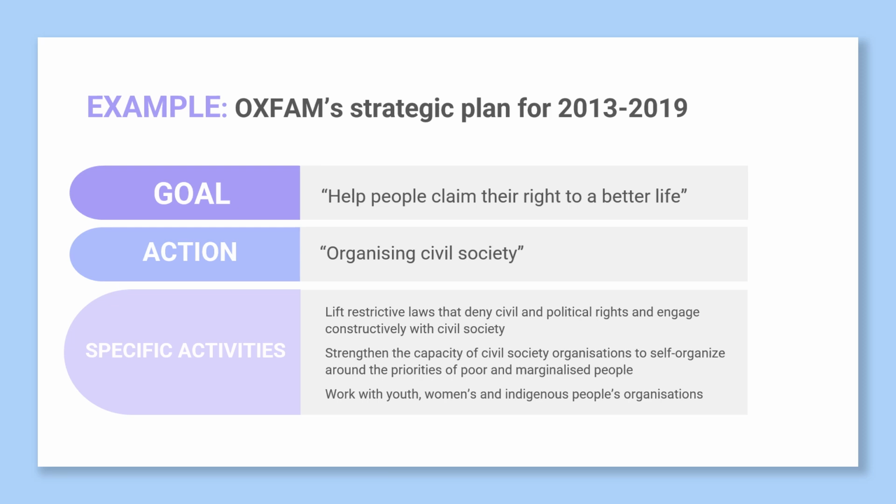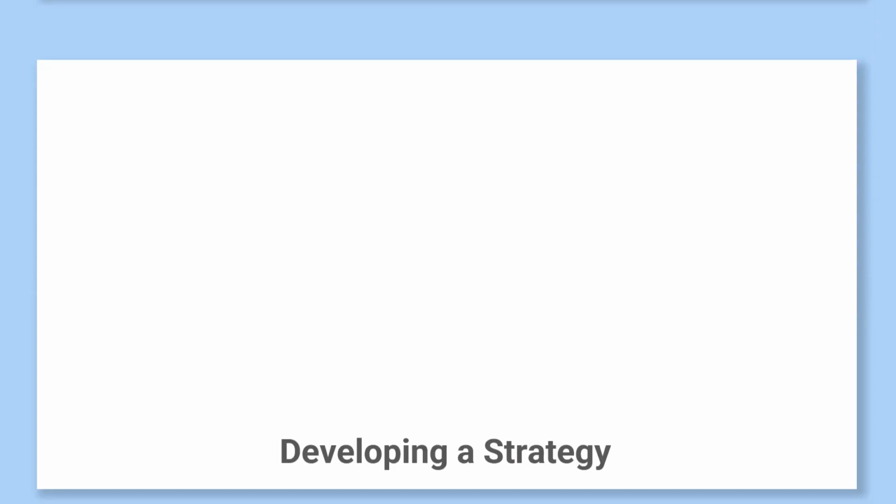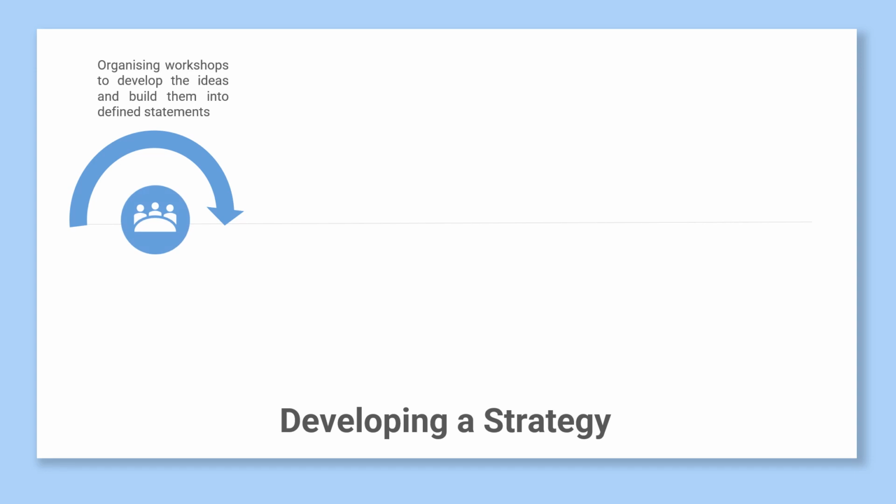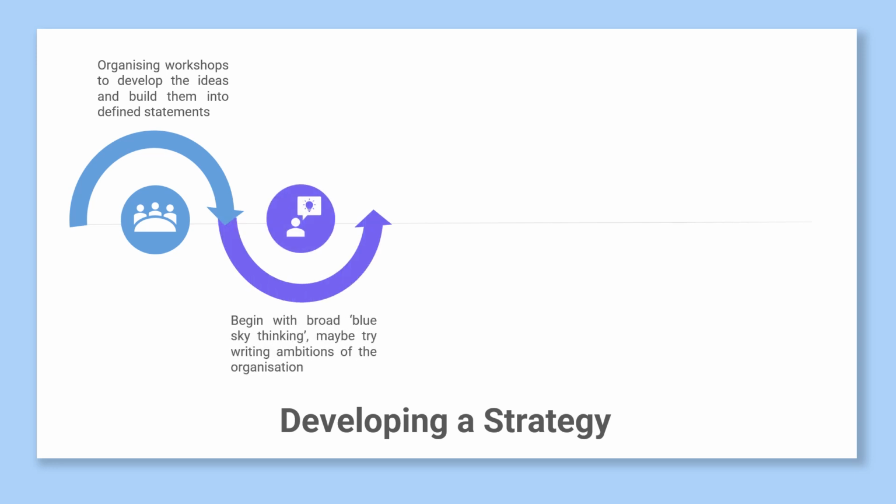Now that we have considered all elements of an organizational strategy, you should think about how you can develop and define a strategy for your NGO to encompass the sentiment of your organization's core. There is no one singular way in which it should be done, but it is likely that you will not be finished on the first attempt. It is a process. You can consider organizing workshops to develop the ideas and build them into defined statements.